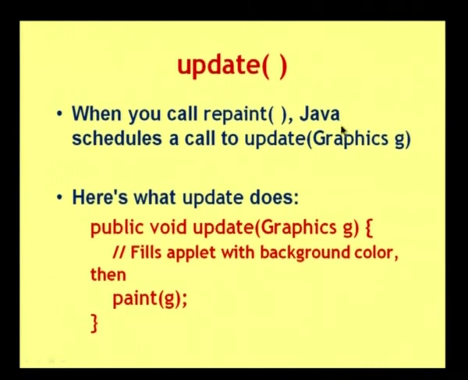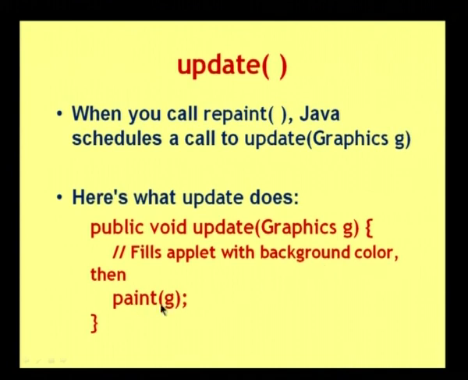When you call repaint, Java schedules a call to the update graphics method. First, update fills the applet with the background color and then draws what you have done in your paint method. So your applet will be filled with the background color, and by default it also has a set of components, and after filling the background, only then is your paint method called.